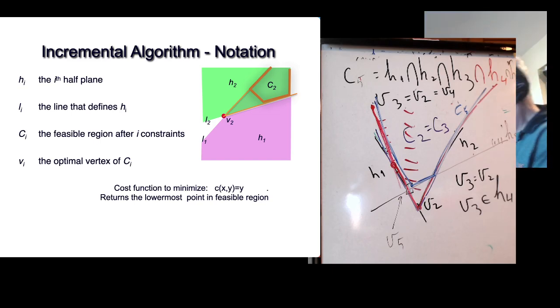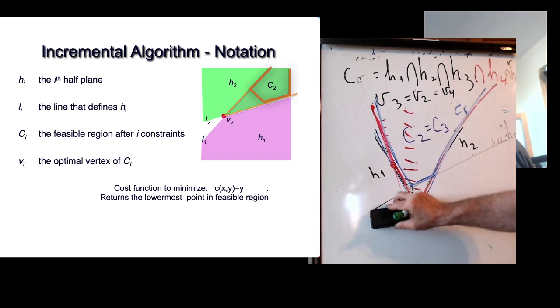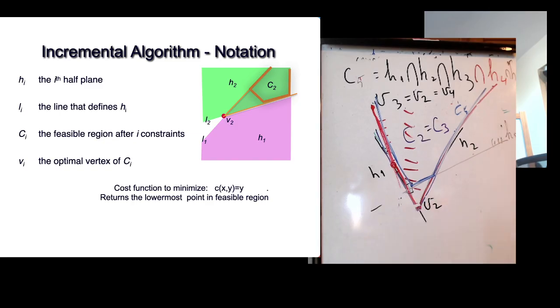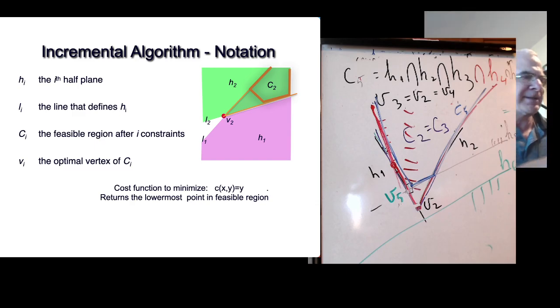One more. Green. We didn't have green yet. That we said is V5. And here is edge 6. And what is V6 and C6? C6 is empty. There is no point that satisfies all the constraints.